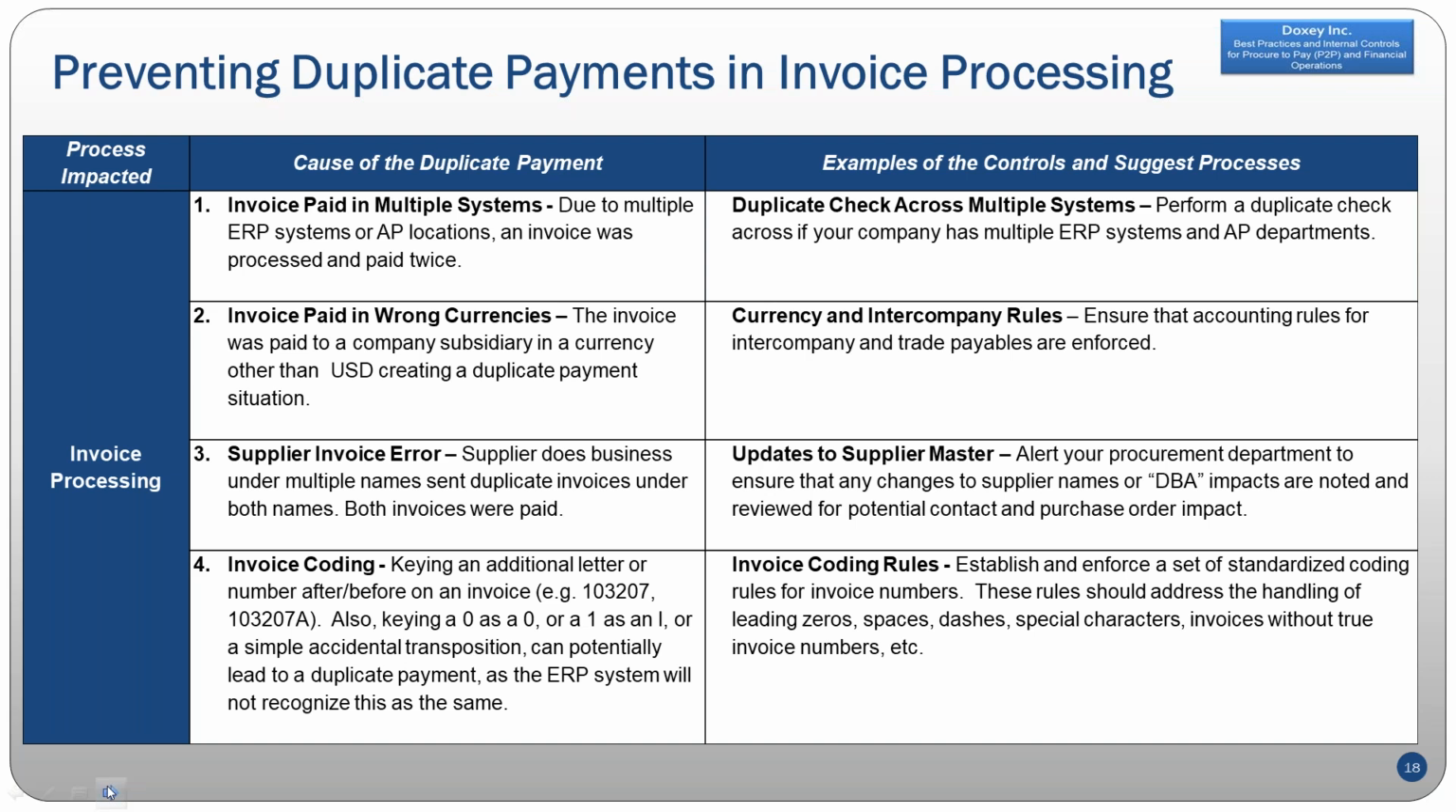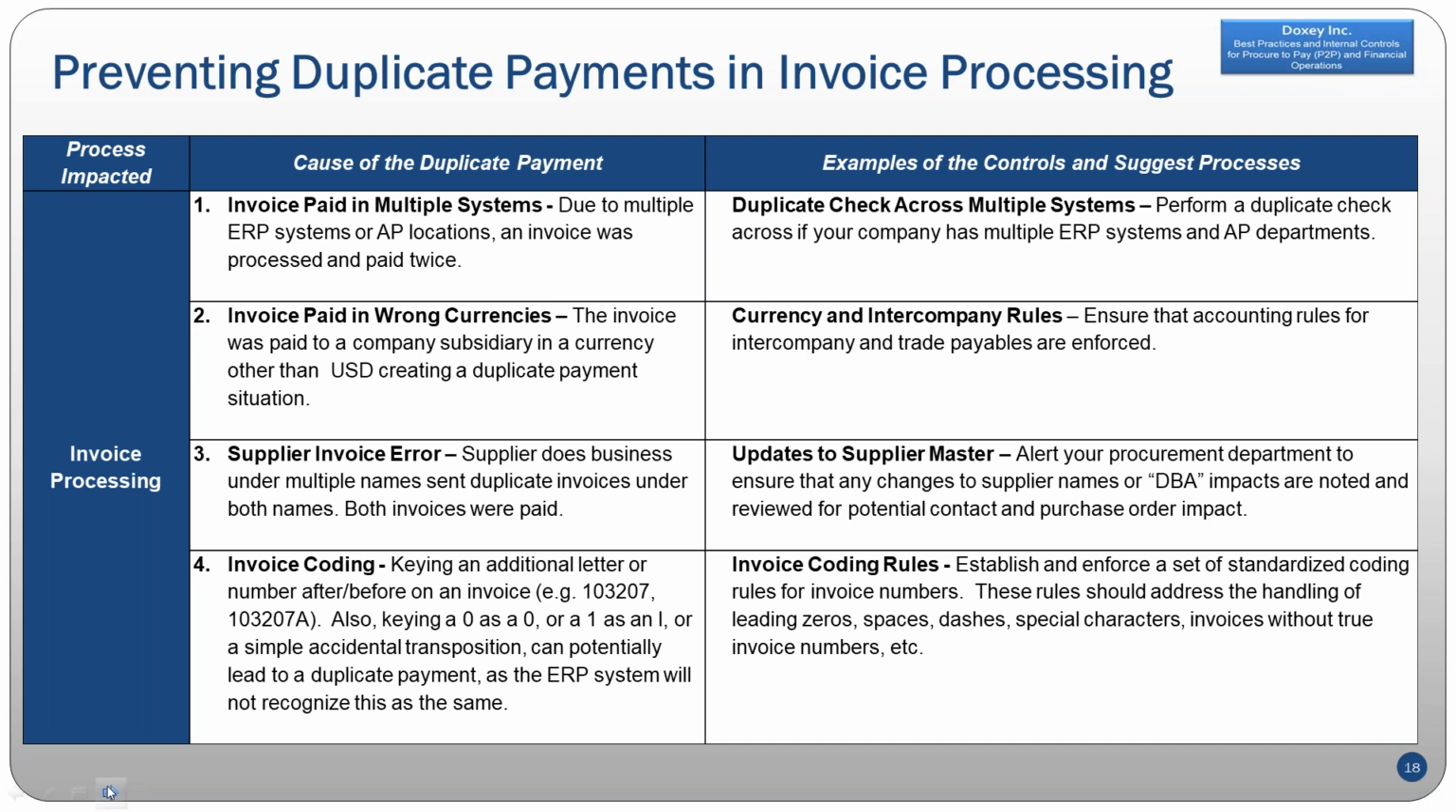And as far as updating to the supplier master, alert your procurement department to ensure that any changes to supplier names or DBA impacts are noted and reviewed for potential contract and purchase order impact. Now, it depends on who's setting up your supplier, and it could be a combination of procurement as well as AP. But at the end of the day, there's got to be an ultimate owner of that supplier master, and there should be ongoing checks and balances to make sure that segregation of duties are in place and that the data is reviewed on an ongoing basis.